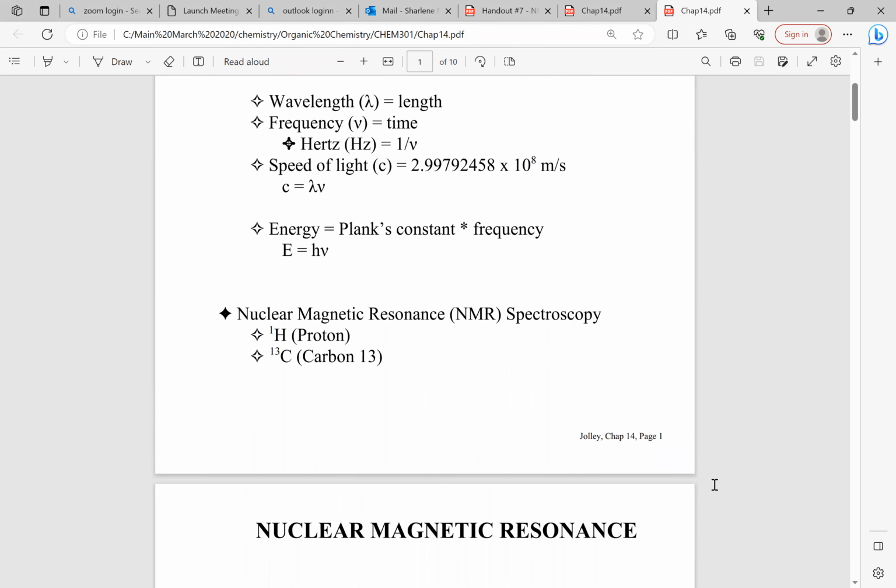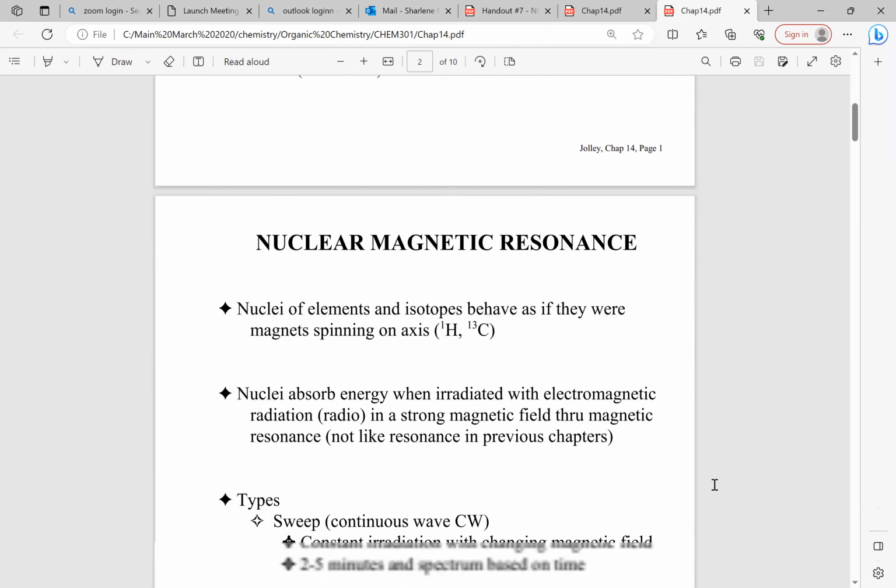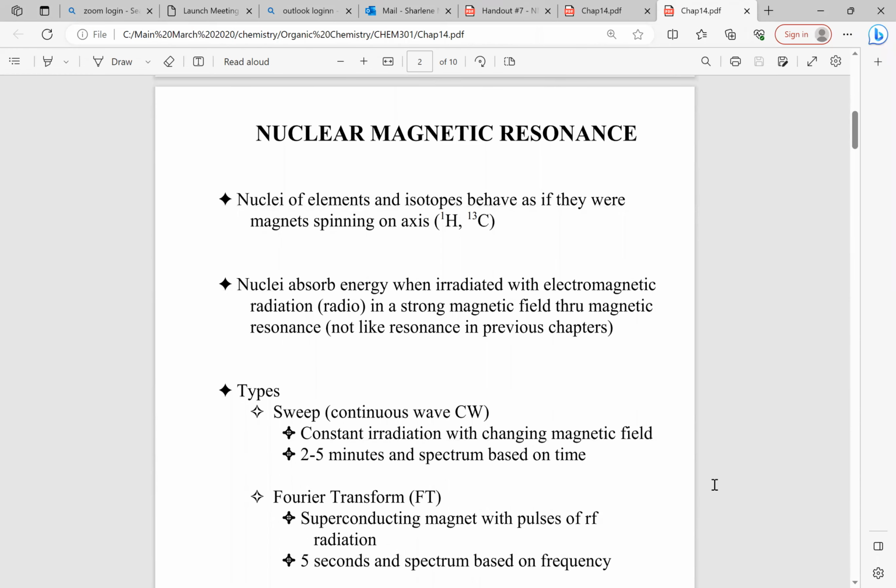NMR spectroscopy, nuclear magnetic resonance spectroscopy. We're going to be dealing with two types: one is the proton NMR and one is the carbon-13 NMR. In order to take an NMR, we have to assume that the nuclei of elements and isotopes behave as if they were little magnets spinning on an axis. The proton and the carbon-13 are the ones we're interested in, but you can do this with others. The nuclei absorb energy when they're radiated with radio waves, huge, long radio waves, in an outside field.